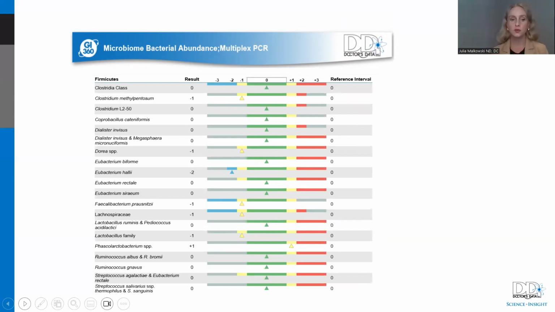The next page, we will see a variety of bacteria within the Firmicutes phyla. I will draw your attention to the Faecalibacterium prausnitzii. That is a keystone bacteria that is a major butyrate producer. So this bacteria really likes soluble fiber, and when it's lower, the patient is at risk for lower butyrate and inflammation in the colon. So we want to support that bacterium.